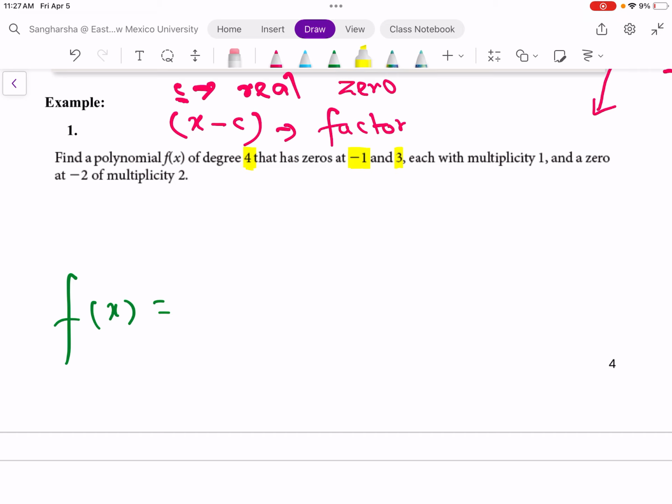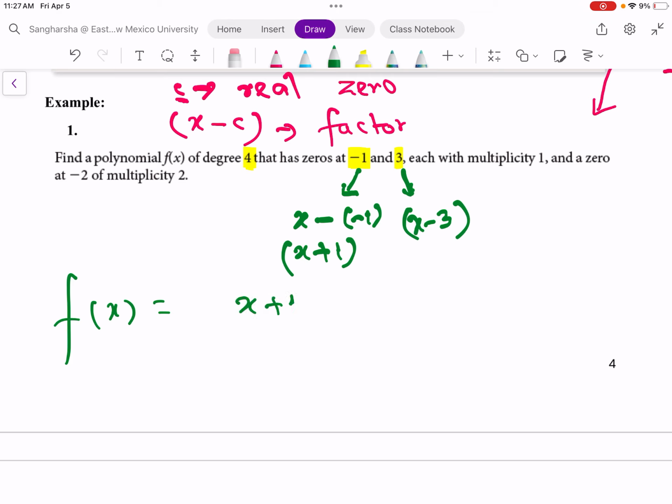If you are given a zero, we can find a factor. So if negative 1 is a zero, what is the corresponding factor? x minus negative 1, so this is x plus 1. So x plus 1 is a factor. 3 is a zero. It means x minus 3 is a factor for this function. So for this function f, x plus 1 is a factor, x minus 3 is a factor. If you have a zero, you can write the factor with multiplicity 1.